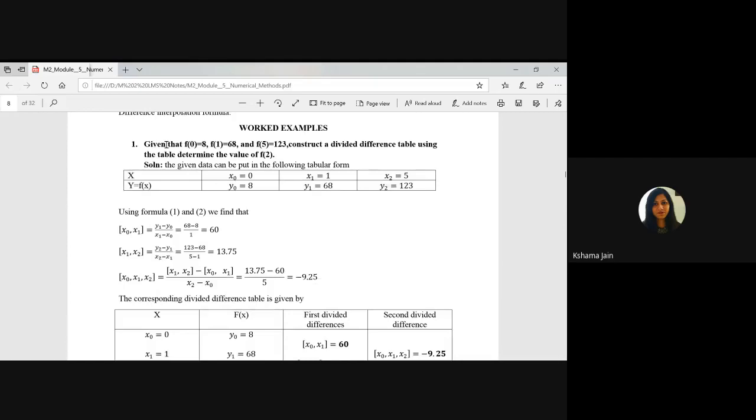Problem comes, given that x0 equal to 8. Instead of being given in the form of a table, sometimes they give it like this. So what you will do, you will make a table of x and y. X is 0, y is 8. X is 1, y is 68. X is 5, y is 123. So if you make a table, directly you can see we have 0, 1 and 5. So unequal interval, right? Difference between 0 and 1 is 1, but difference between 1 and 5 is 4.